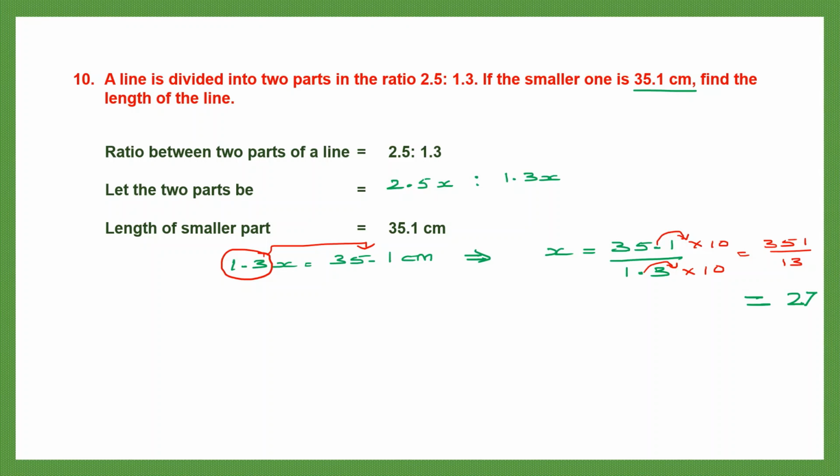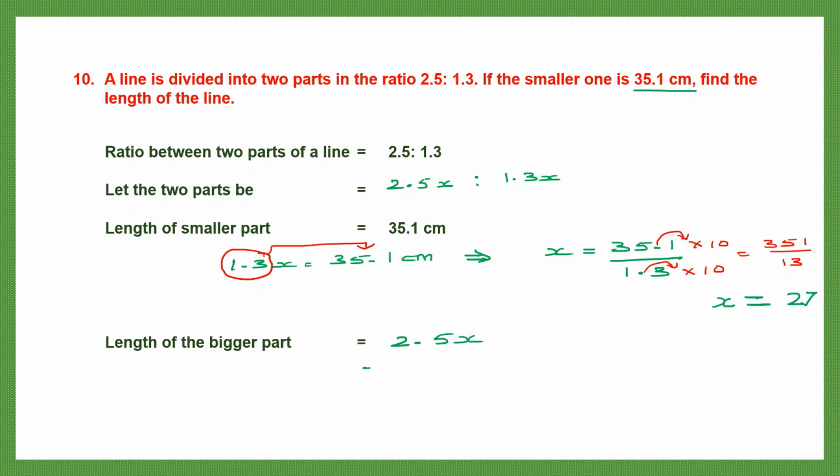So now that we have found the value of x, x is equal to 27. So let's write that there. X is equal to 27. Now we can find the length of the bigger part. So the length of the bigger part will be 2.5x. It's given here 2.5x. So we said let the two parts be this and this is the bigger part. So this is 2.5x. So let's write that down.